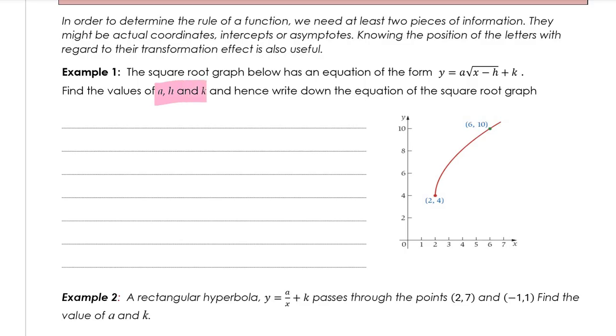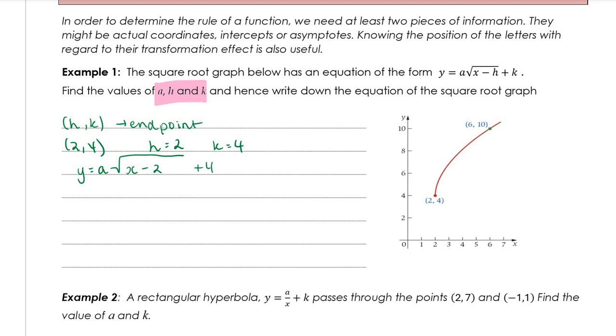Now we want to find the values of a, h and k, which is what we're used to using. H and k, don't forget, is our endpoint, right? So hk is our endpoint. In this case, our endpoint is 2, 4. So our h is equal to 2 and our k is equal to 4. So currently we have y is equal to a times the square root of x minus 2 plus 4.